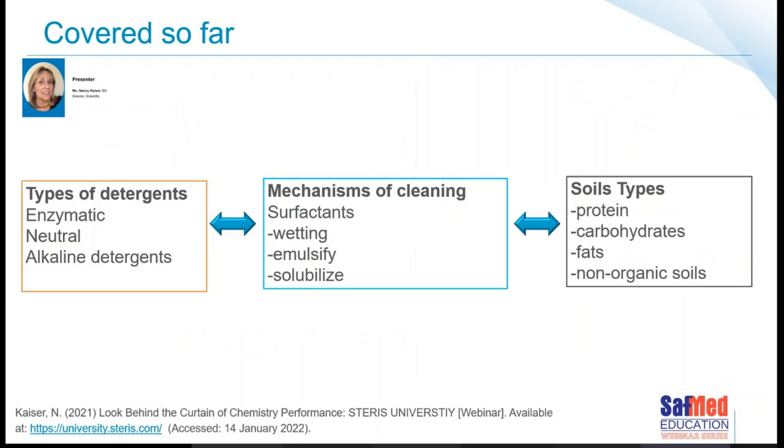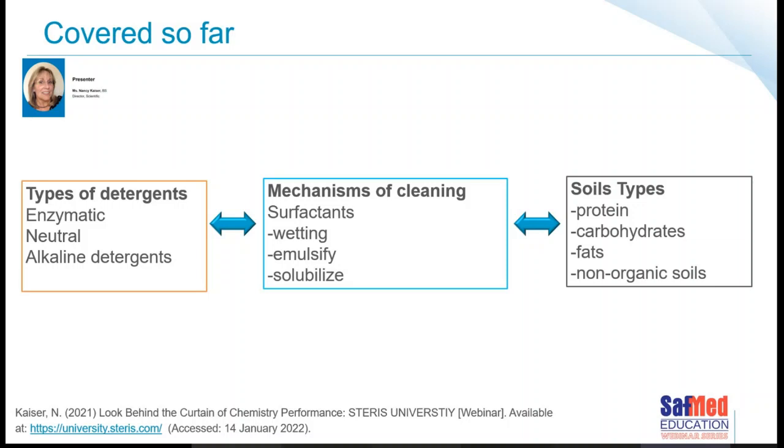All right, so let's briefly pause and summarize. We've spoken about enzymatic detergents, neutral detergents, alkaline detergents, and specialty detergents. We'll come back to those. We've spoken about the mechanism of cleaning that surfactants do, that they help wet, they help emulsify, they help solubilize. And we've spoken about the fact that you get different soil types, proteins, carbohydrates, fats, and non-organic soils. Their molecular structure is different, and the types of compounds we need to manage them when it comes to cleaning is slightly different.